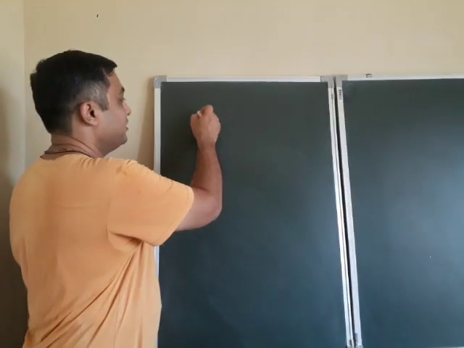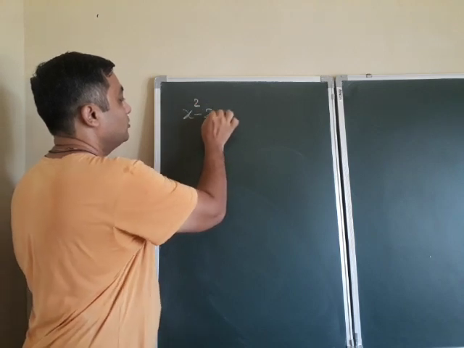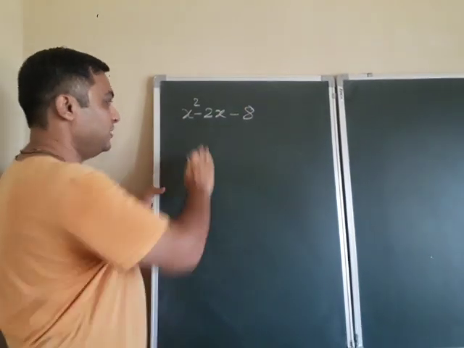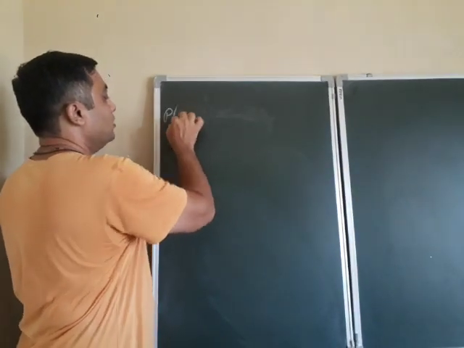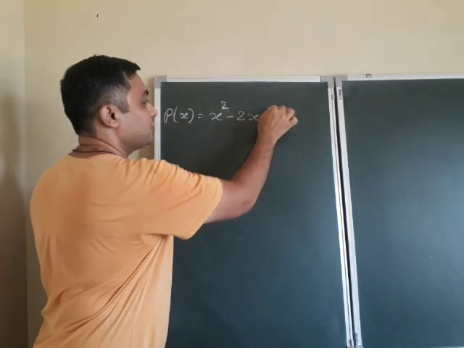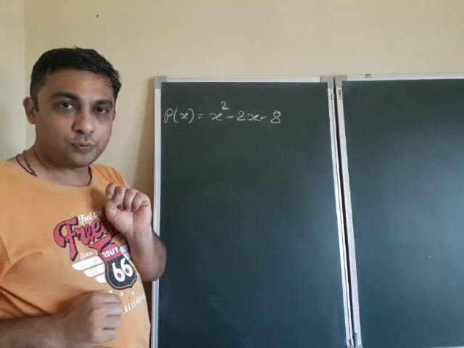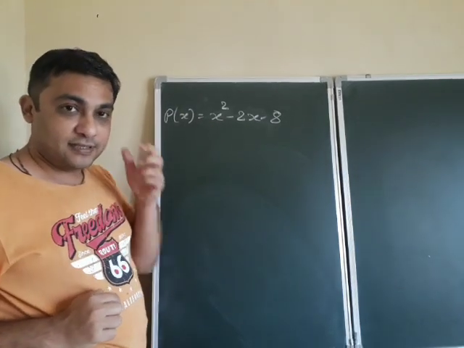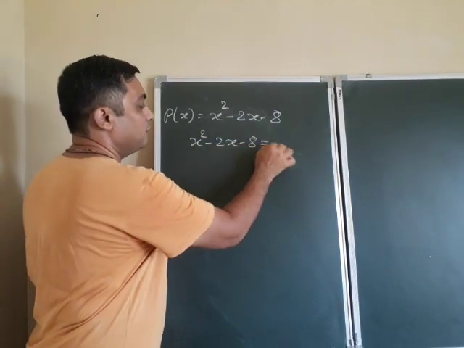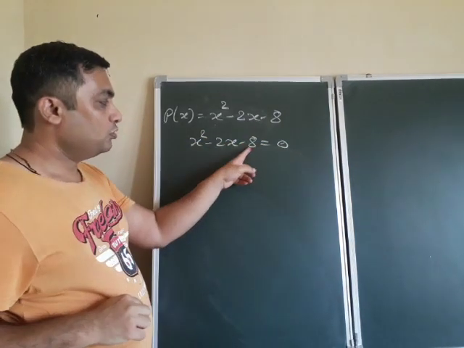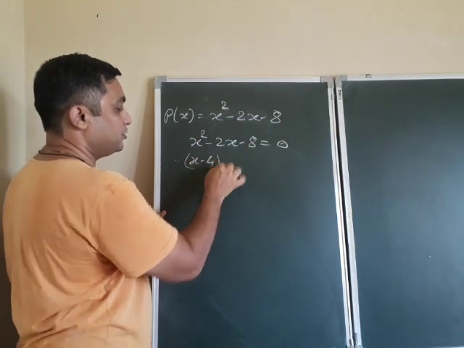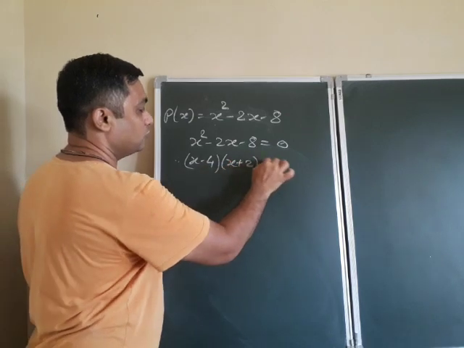If a quadratic polynomial is given, x square minus 2x minus 8, how can we find the zeros of the polynomial? We equate the polynomial with zero. So here, x square minus 2x minus 8 equals zero. We do the factorization. Here there are two factors: one is x minus 4 and one is x plus 2.